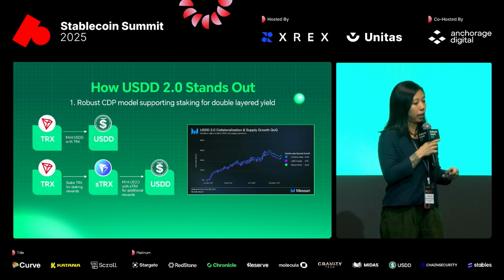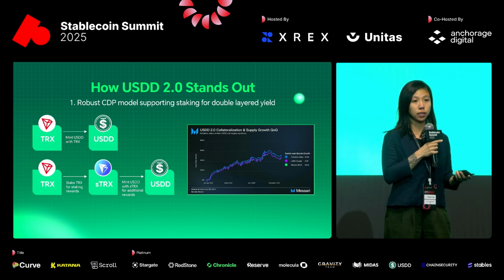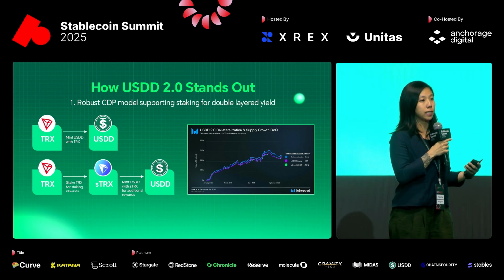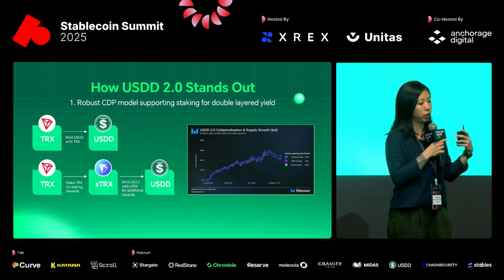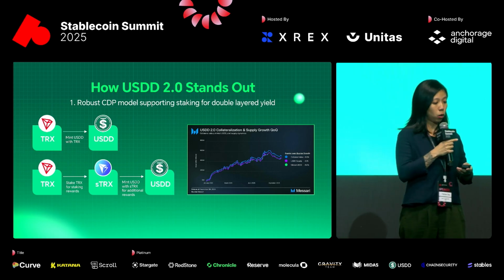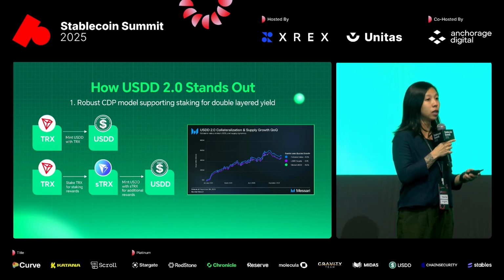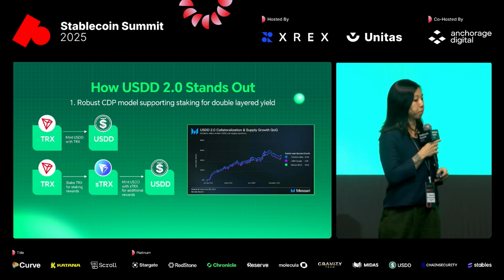And this collateralization model has worked very well for USDD so far. We have maintained over-collateralization since our upgrade, 100%. And in fact, the latest quarter-over-quarter data showed that we have a strengthening collateral ratio, where collateral value was growing by 5%, while supply was growing by 3%.